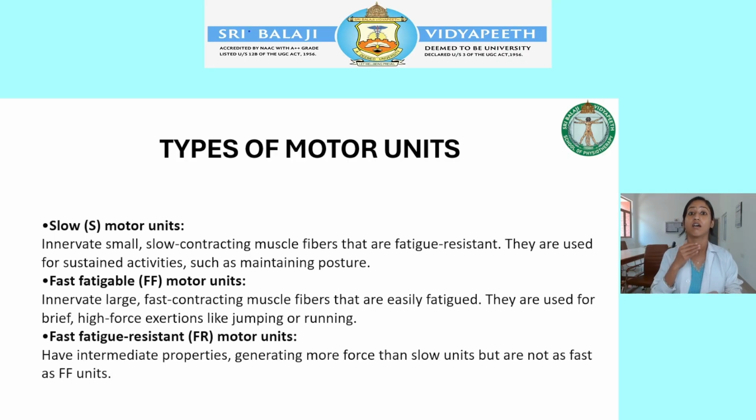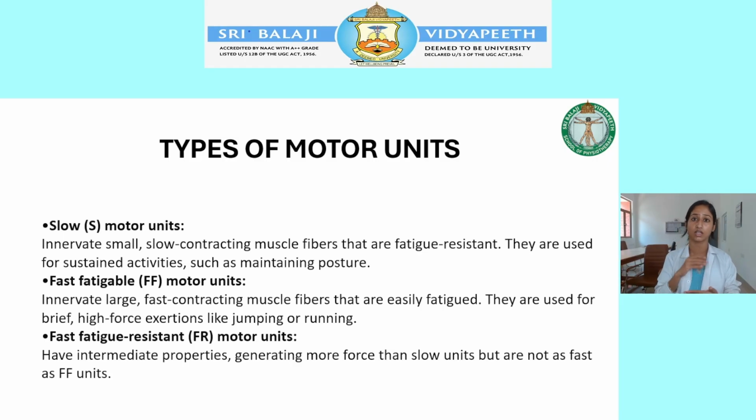And the next one is fast fatigable motor units. They innervate large, fast contracting muscles, and they are easily fatigued. You are going to use these fast fatigable motor units for activities like jumping or running, which need high force exertions. For these things you use the fast fatigable motor units, which innervate large, fast contracting muscles and are easily fatigued.